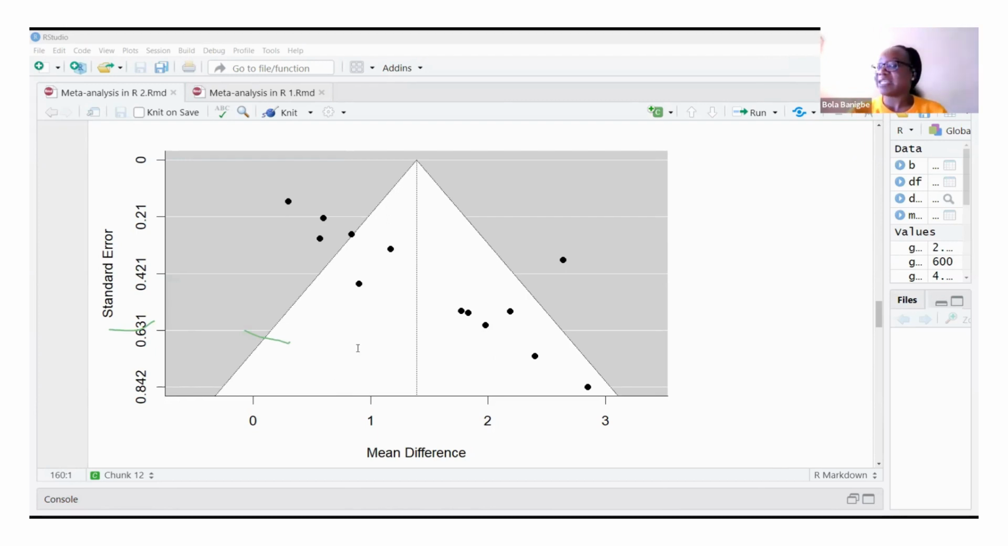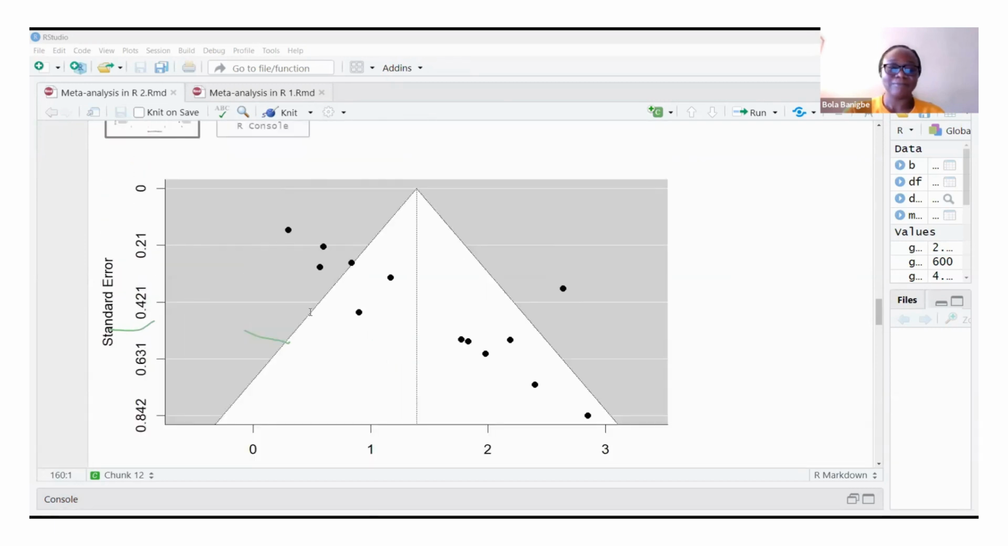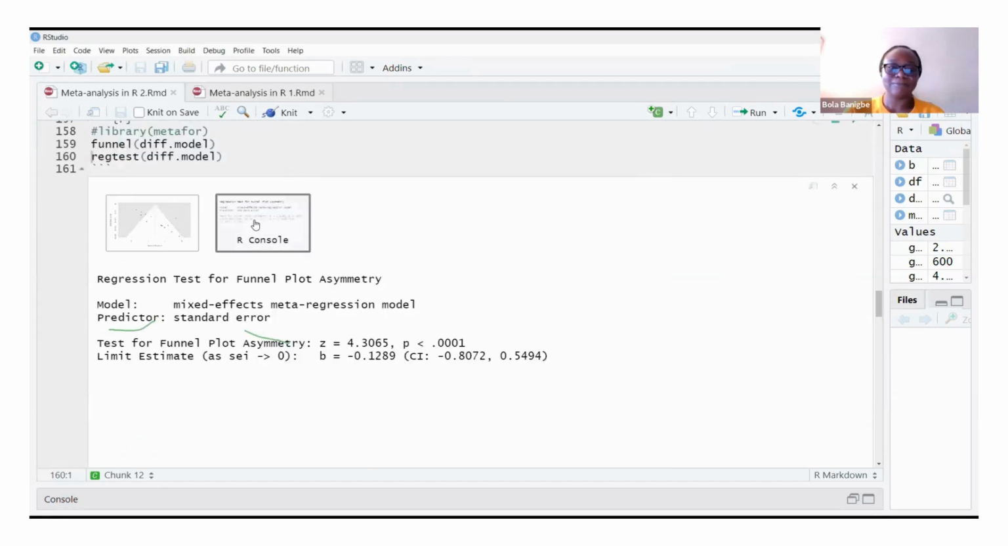Now, does asymmetry always mean publication bias? The answer is no. But this funnel plot looks asymmetrical to me. So let's look at the regression test. Any thoughts about the result of the regression test?